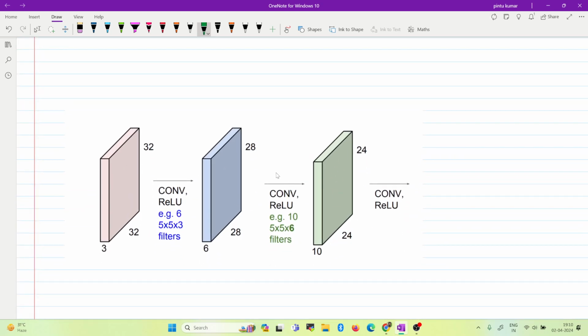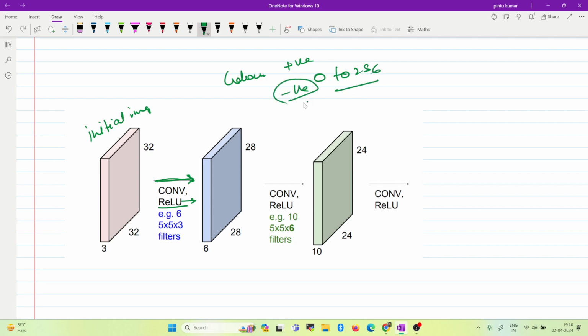Okay. Now what happens is, let's say this was your initial image. You did some convolution. After convolution, you pass everything that you have obtained via some ReLU activation function to incorporate non-linearity. And another thing is, whenever we talk about colors or image representation, we just take positive values, right? We take values between, let's say, 0 to 256. So negative values don't make a lot of sense. So ReLU is a good choice for activation function. Okay.